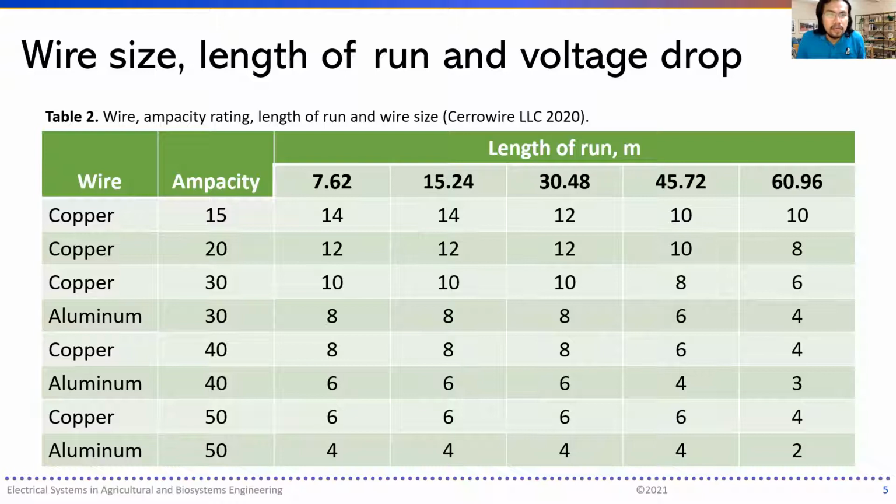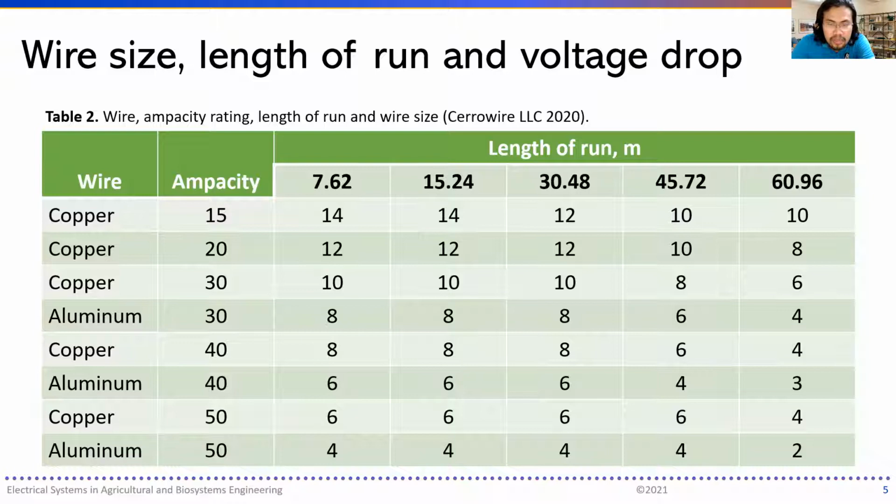And for different materials, you have the length of run in meters, and the specific ampacity ratings to be determined for a specific wire type. You have copper, aluminum, and then copper, and this is from a certain manufacturer. Voltage drop becomes important when the run of wire or cable becomes very long.